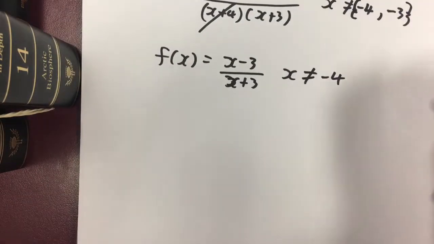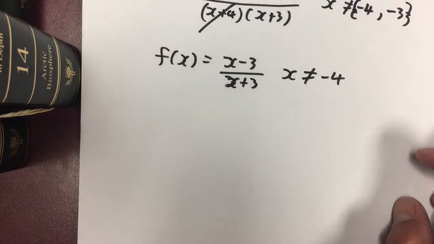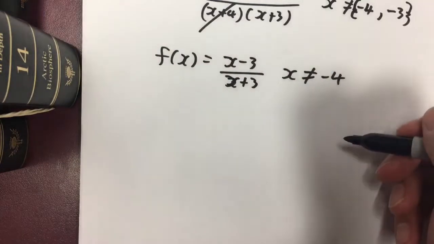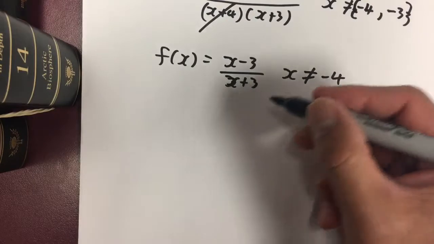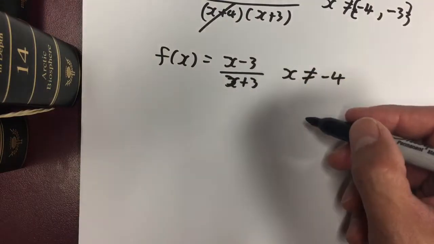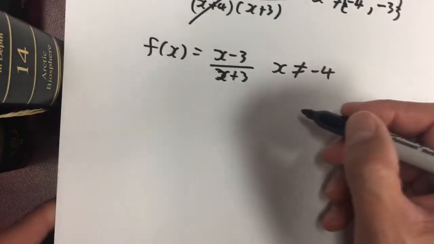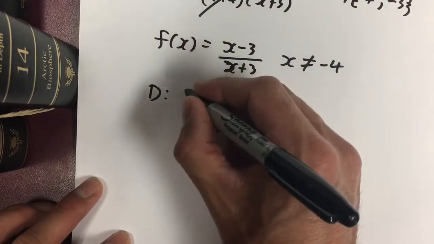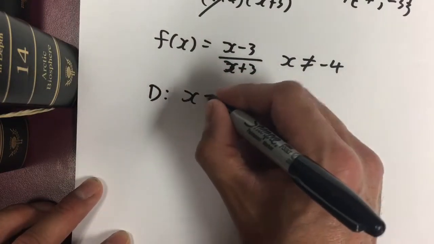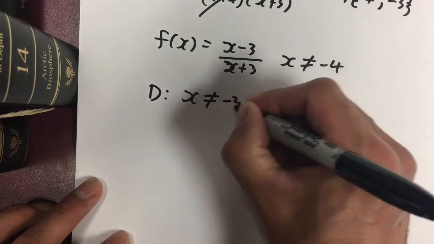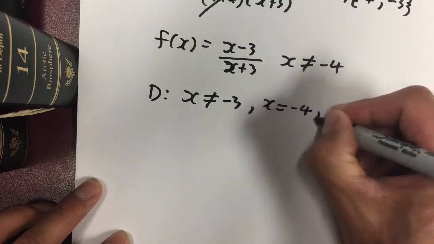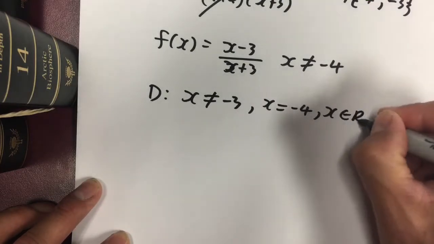Now, I have a video going into all of the details of how we find all the features of this graph, and I'd invite you to watch that if you want to know where any of these things come from, but I'm going to answer this quickly at this point. Our domain is x is never equal to negative 3, x is never equal to negative 4, otherwise it's any real number.